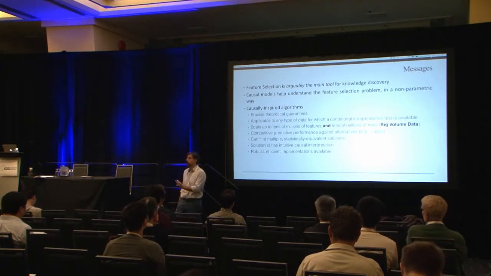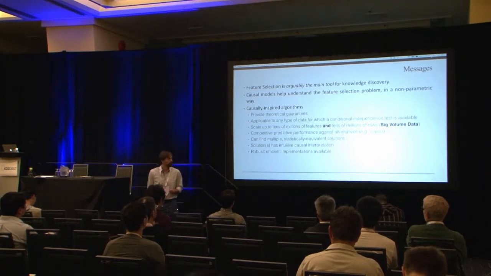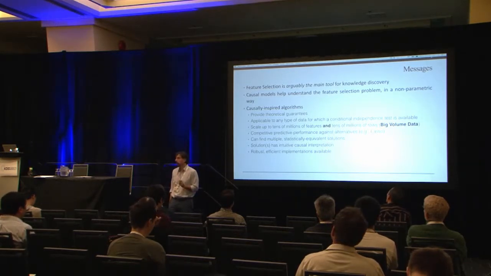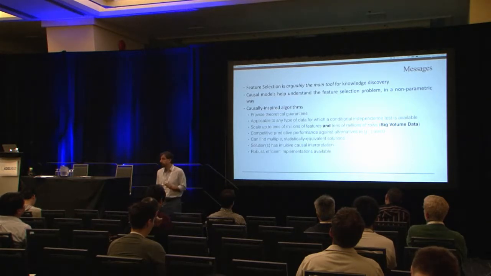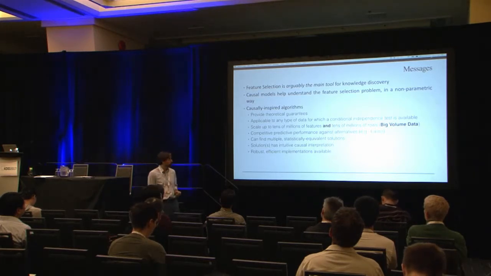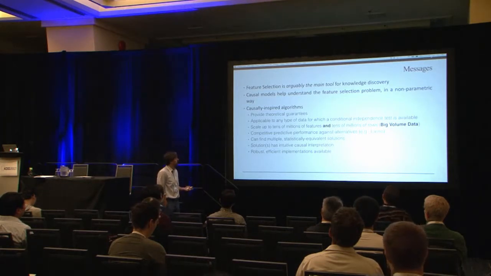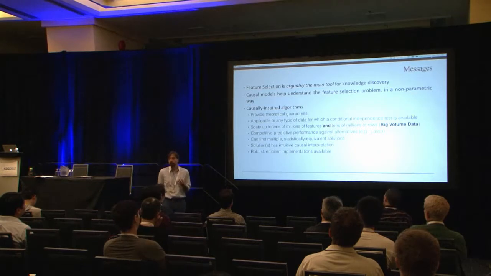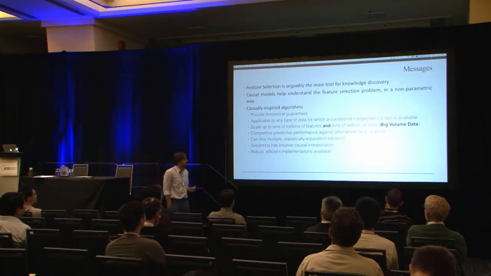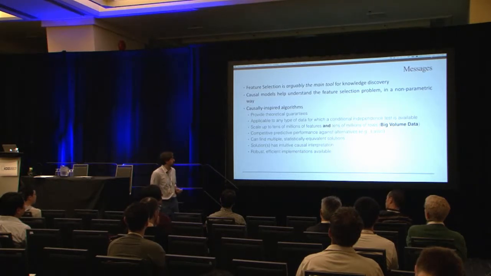The key points that I'm going to argue today are the following. First of all, that feature selection is arguably the main tool for knowledge discovery when we use analytics. Sometimes the goal is not to find necessarily the most predictive model. Sometimes the goal is feature selection itself, and that's why we study it. Secondly, that causal models and causal discovery theory and algorithms really help us understand the problem of feature selection. Hopefully this is going to become evident. And they do so in a non-parametric way without specific assumptions like linearity or Gaussianity.